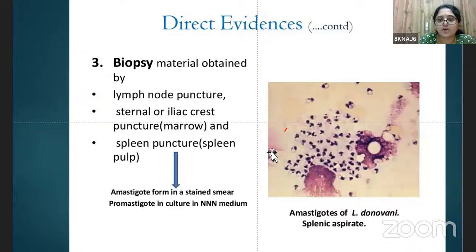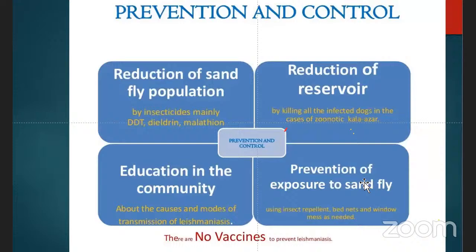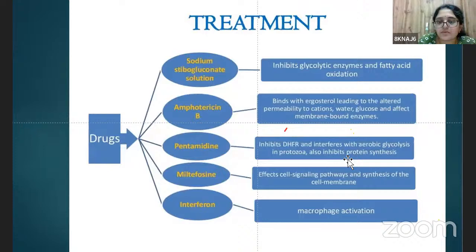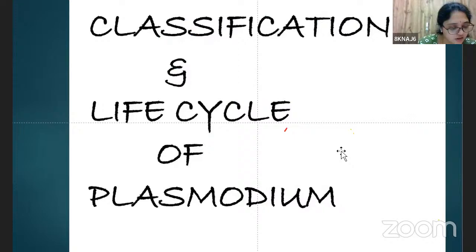A biopsy is something you can do to find out whether the infection is there or not. And there are no vaccines as such, but you can give some anti-protozoal medicines that will help. See, these are some of the drugs that are mentioned. This will treat the disease, but it will not prevent it. We do not have a vaccine for it. So specific therapy again. So this is all about leishmaniasis.